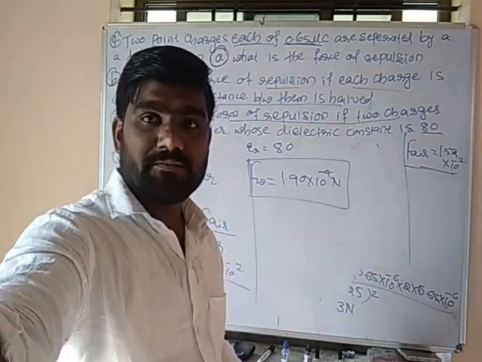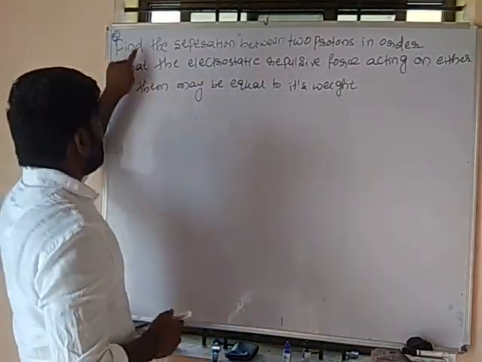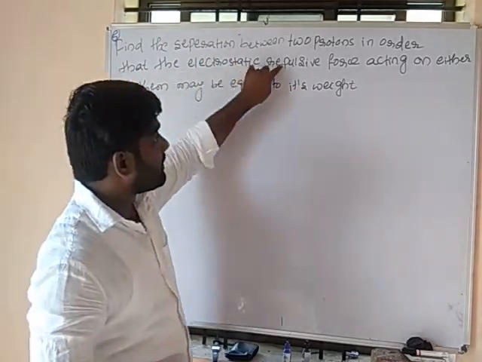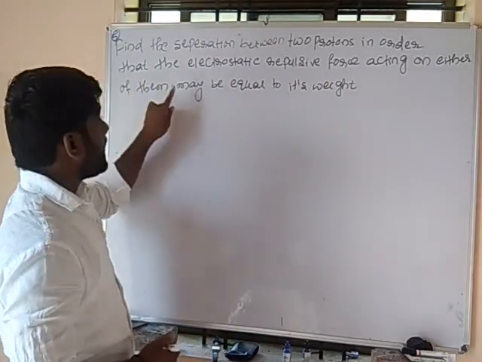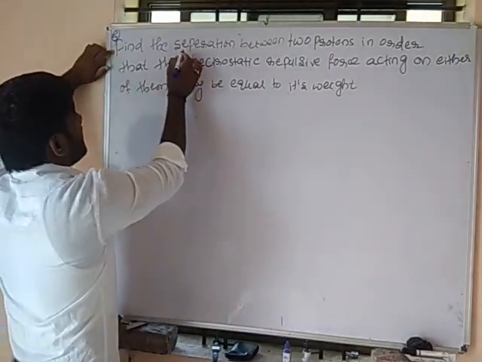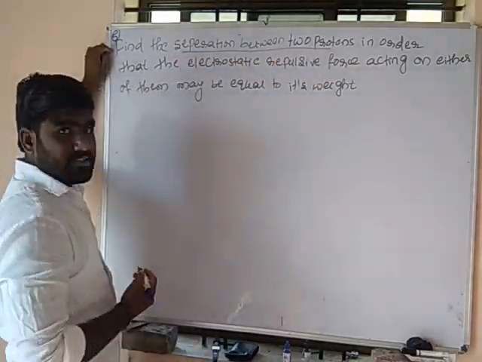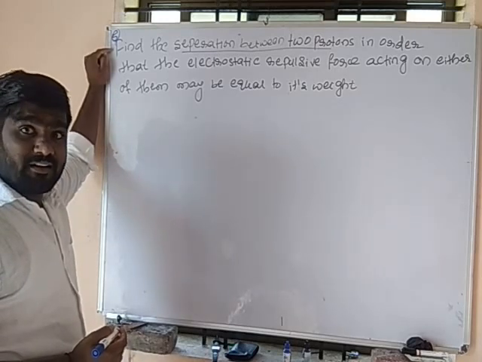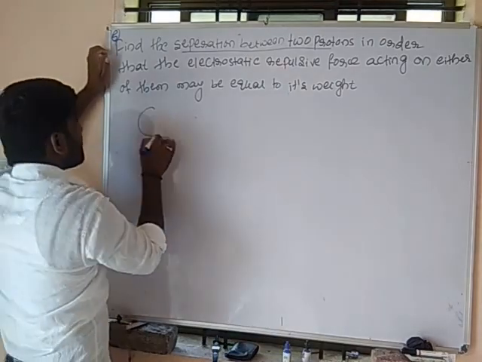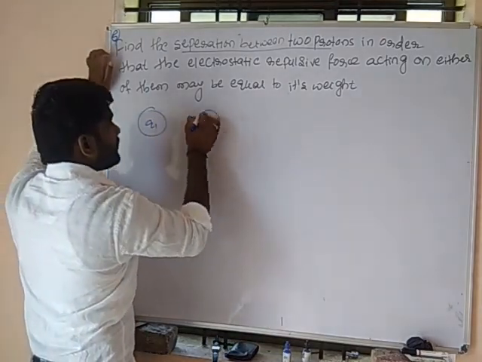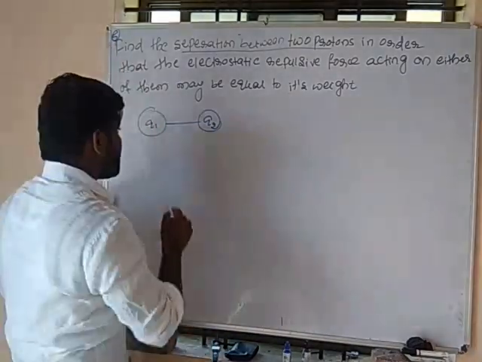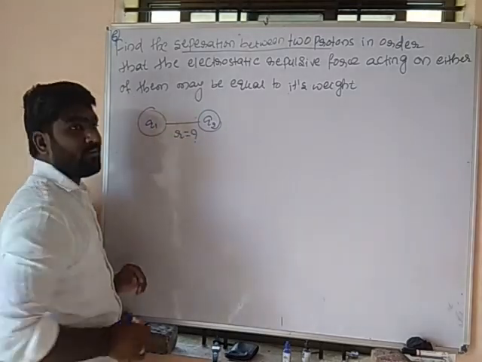Okay. Next question. See this question. Find the separation between two protons in order that the electrostatic repulsive force acting on them may be equal to its weight. Okay. See here, what is given? Find the separation between these two protons. What is the charge of a proton? It will be 1.6 into 10 to the power minus 19. Okay. See here, it will be Q1, Q2 here, separated by a distance. That is not given. I want to calculate the separation between these two. I want to calculate what is R.